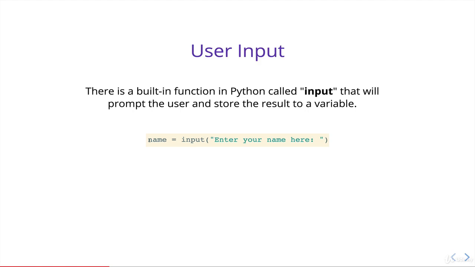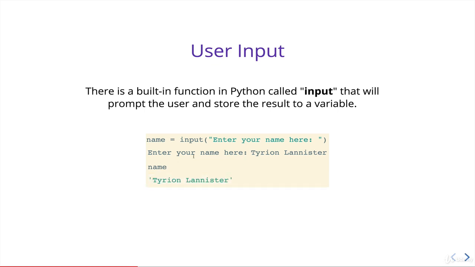Here we have a name variable we're setting equal to the value of input. And you can pass in a string that will prompt the user. So you don't have to do a separate print. You can do that if you prefer, if you want it to be on a separate line, but you can also just do input and pass in a string. And this is sort of the result. Enter your name here, and then a user types something in, Tyrion Lannister, they hit enter, and then it's stored into the name variable so that our code could do something with it.